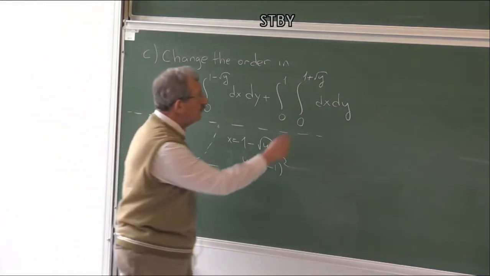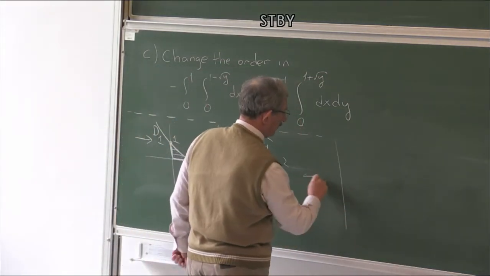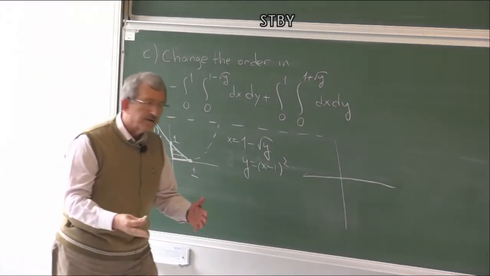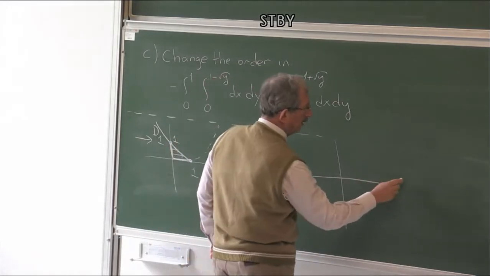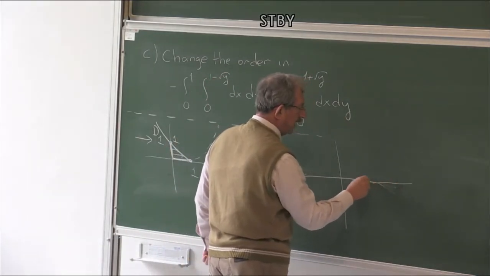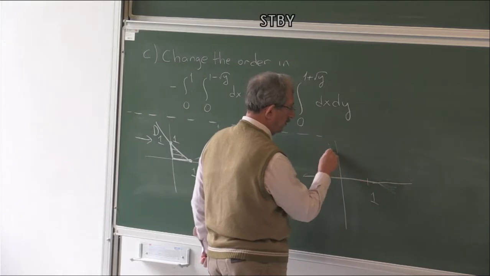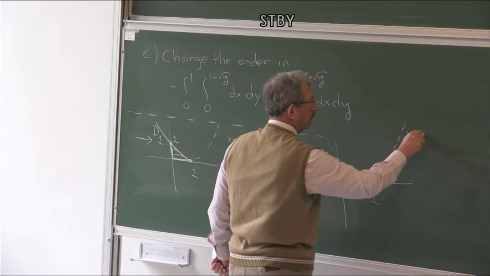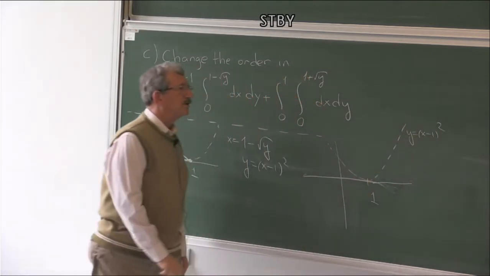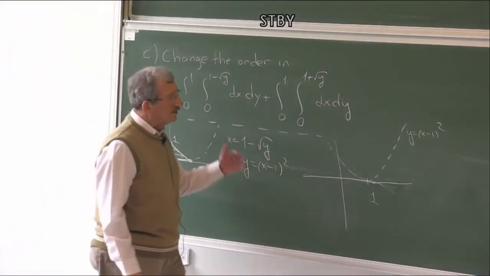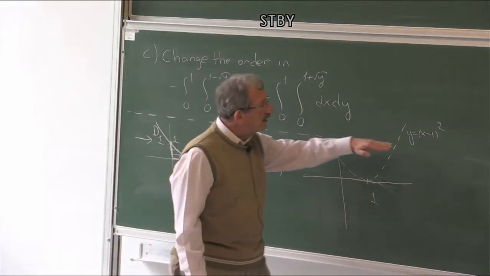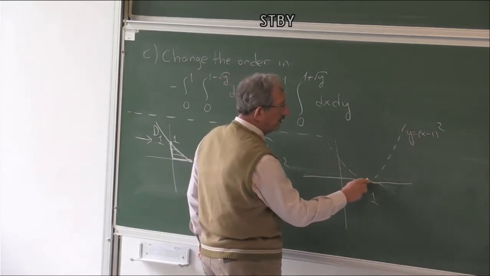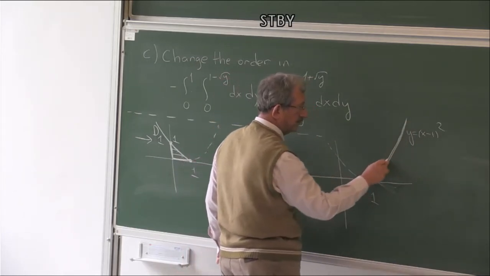Similarly, for the second one, again, 1 plus root y is the key in this discussion. This is, again, the parabola y is (x minus 1) squared. But when solving for x, we have taken the positive root, and so it is the right branch.